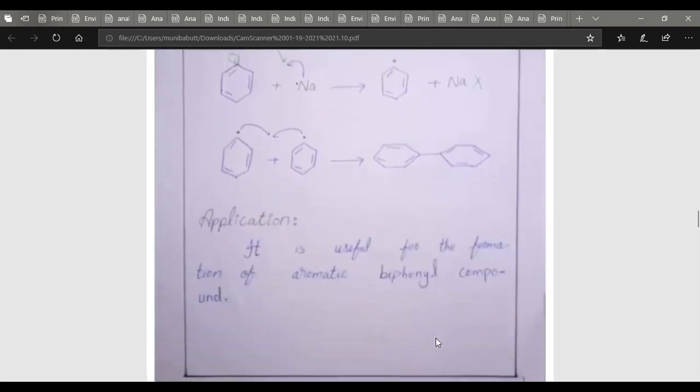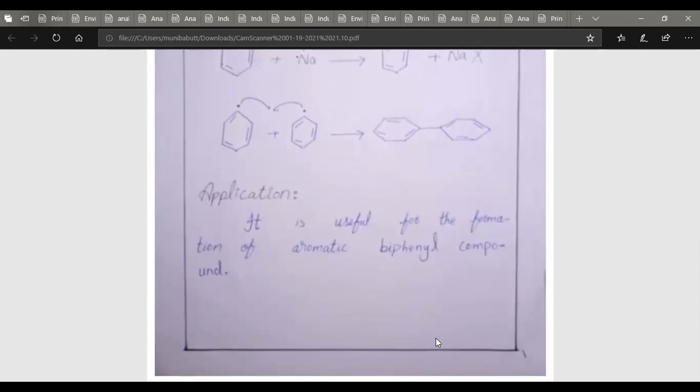Now I move to its application. It is very useful for the formation of aromatic biphenyl compounds. With the help of this reaction, we can easily form biphenyl compounds. This is the main and major application of this reaction.